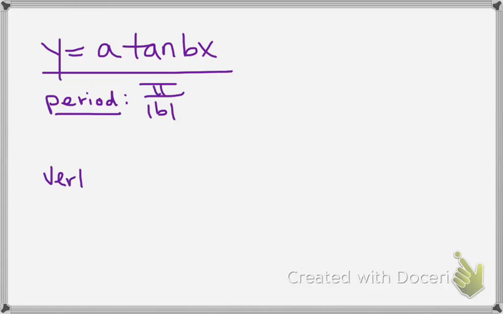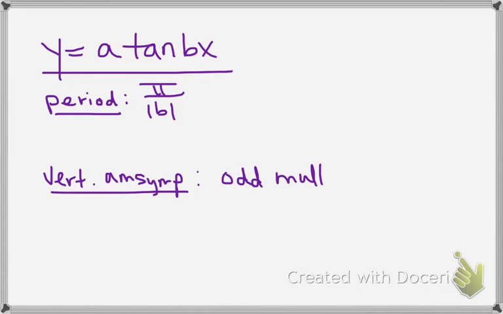And then the other thing that changes is the vertical asymptotes. So for the vertical asymptotes, like we mentioned earlier, it was odd multiples, but this case is going to be odd multiples of pi over 2 absolute value of b. So that's where your vertical asymptotes are going to be found.